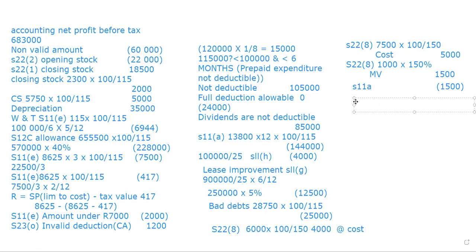So here you want our total. These are section income before section 18A.